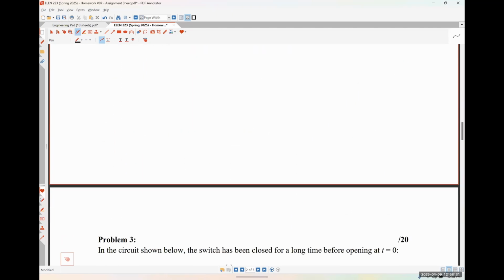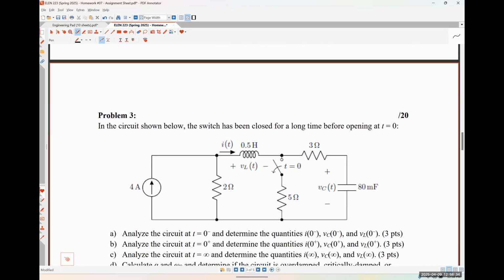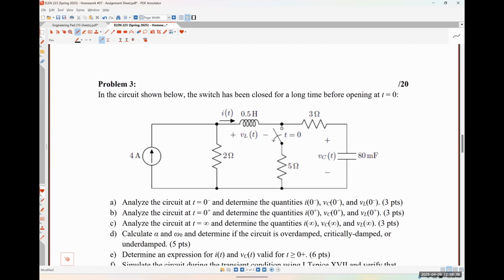For problem 3, let's see here. We're ultimately trying to solve for that current I of t and that voltage V of t. So during the transient condition, this current I of t is also flowing through the capacitor. So my first equation would be VC, and my second equation would be IC. And that gives me both pieces of information that I'm looking for.